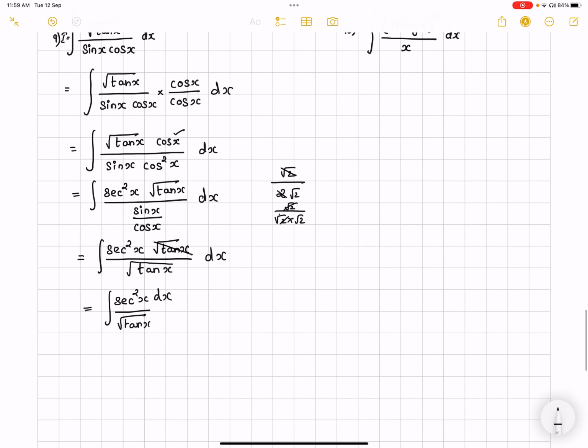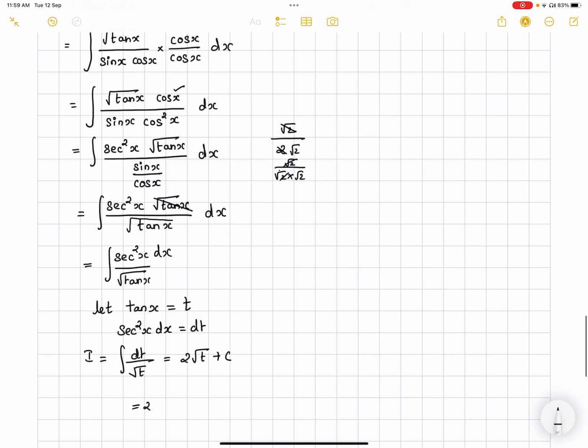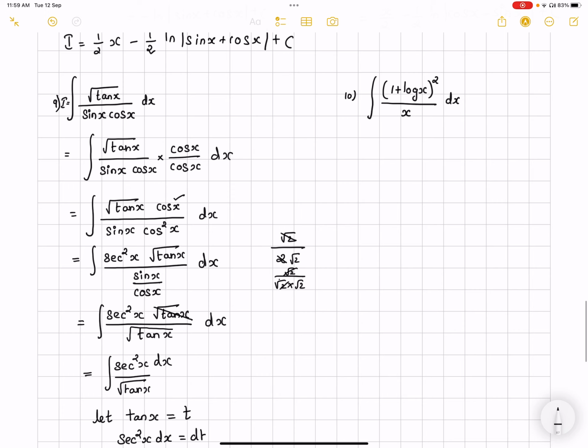So now I would be going with a substitution. Which one? Obviously my tan. Tan x is equal to t. Then when I differentiate it, I would be getting secant square x dx is equal to dt. So I would be getting dt divided by root t. And root t, when I integrate, I would be getting 2 root t plus c. I'm doing this directly. So 2 times, what is t actually? It is tan x plus c. That's it. Got over. A quite interesting one.